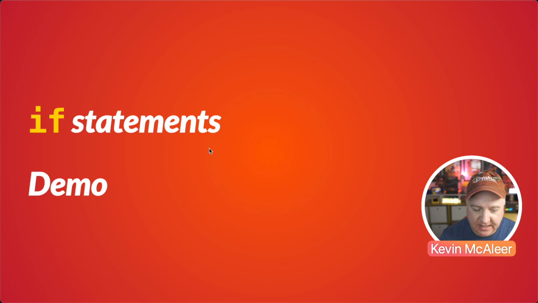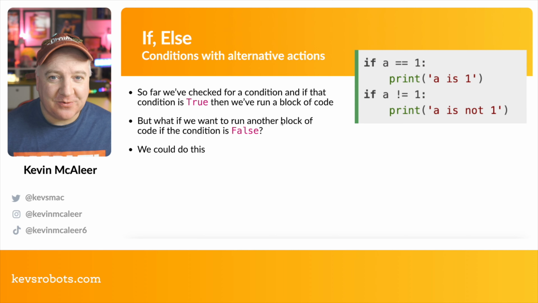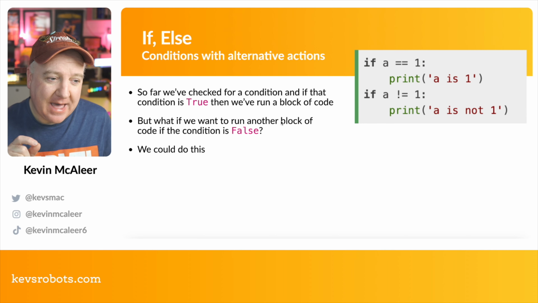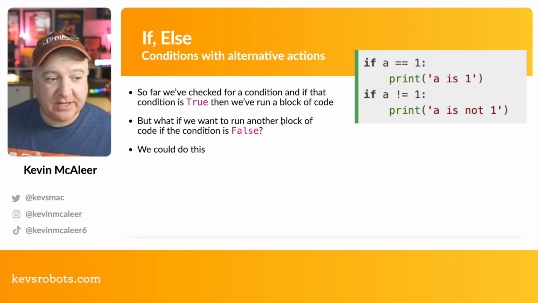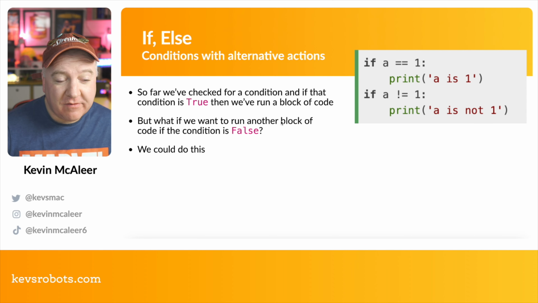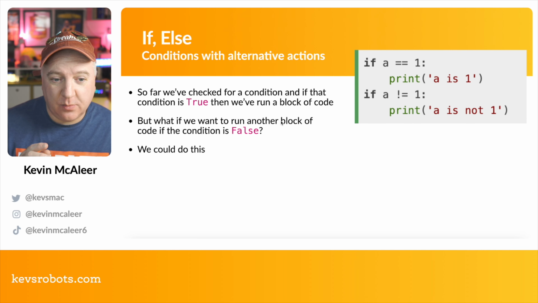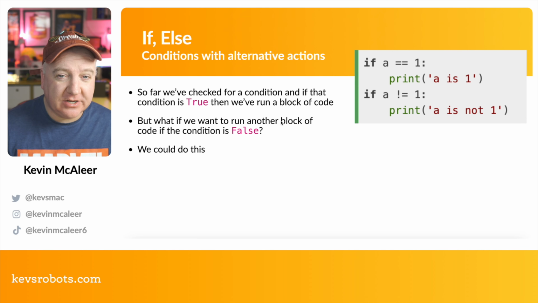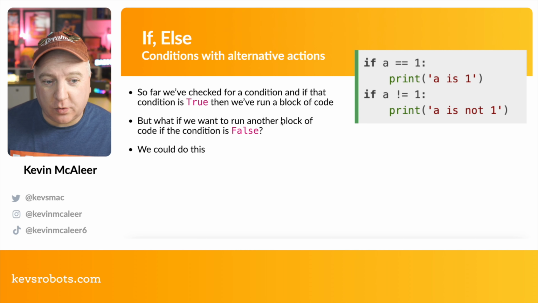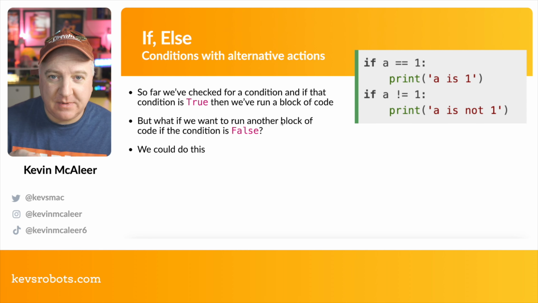So let's get back to our slides and see what else we can do beyond an if statement. There's also the else statement, and these come in as a pair. So far we've checked to see if a condition is true, then run that block of code, print the message out in our case. But what if we want to run another piece of code if the condition is false? We could say if a equals 1, that's the condition, print a is 1. And then we could have another condition that tests if a is not 1, which is what that exclamation equals means. If it's not 1, then print a is not 1.